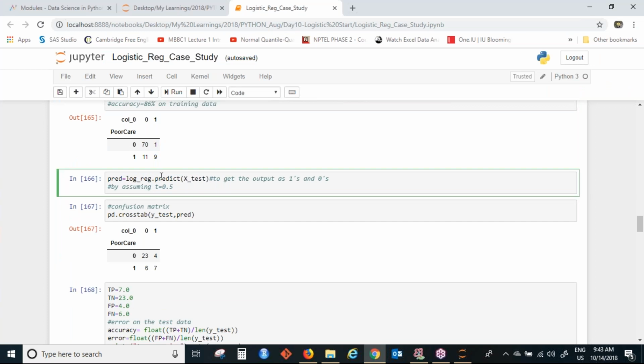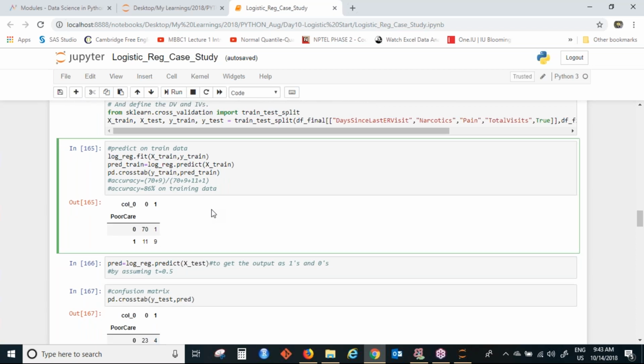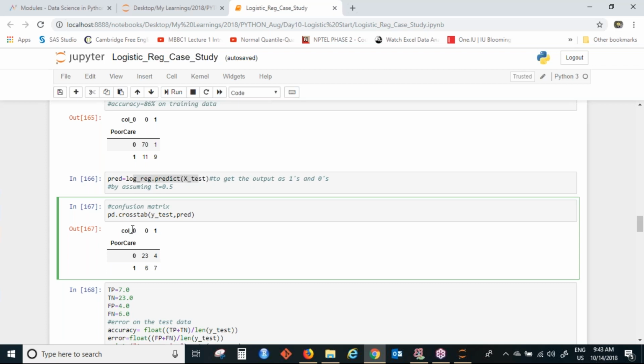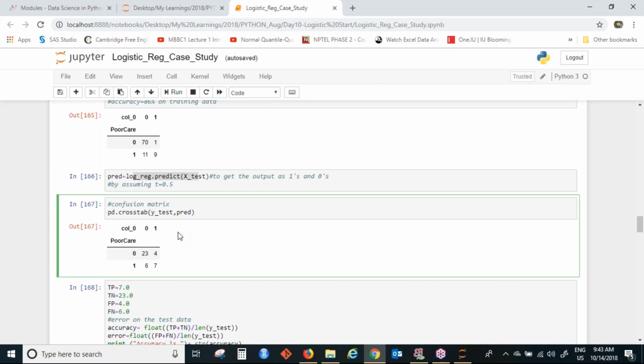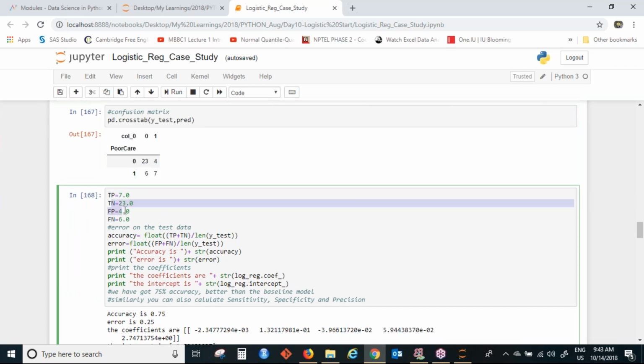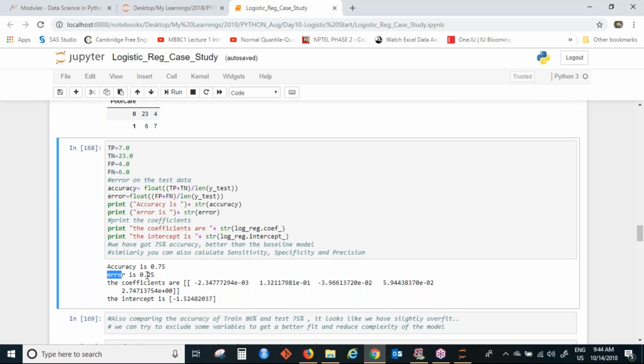So this is on the training data. I have predicted on the training data only, passing the X, the independent variables of the training data. Similarly, I can predict for test data also. So I predicted for test data, and this is the confusion matrix for test data. So I can find all the values now. See, true positive is 7. Similarly, all the other parameters I have written, and then I have computed the accuracy. Then I have computed the error, and I have just printed. So accuracy is 75%, error is 25%, and these are the coefficients.